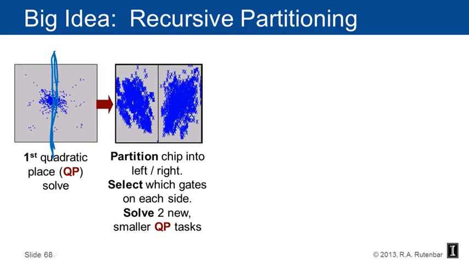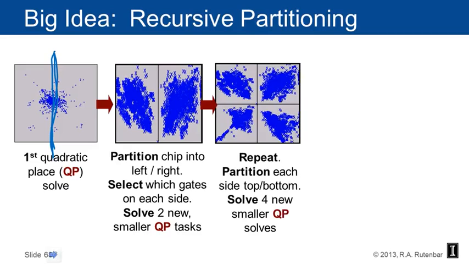Some of the gates are going to go on the left. Some of the gates are going to go on the right. You formulate two new, smaller quadratic placement problems where you say the gates on the left must stay on the left, and the gates on the right must stay on the right. And so I'll solve two new quadratic placement problems that are each about half the size of the first one. And then, why this is recursive, I will repeat.